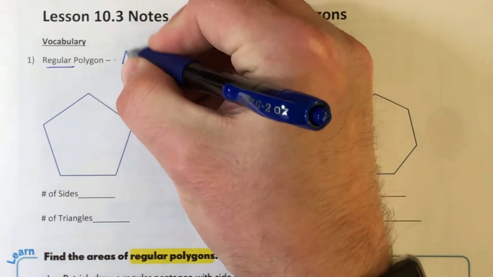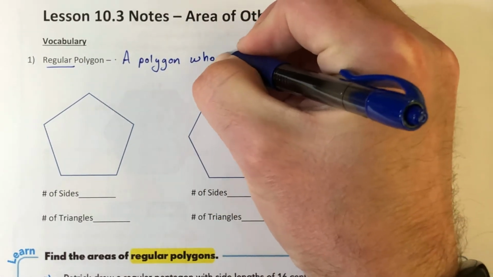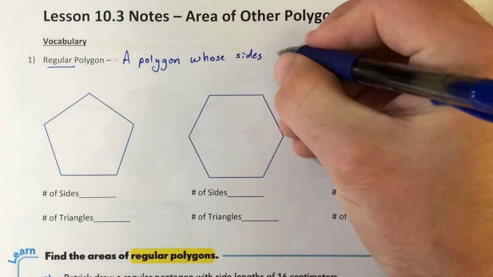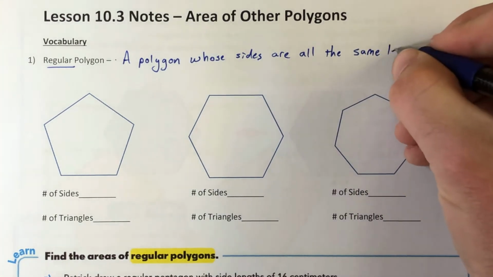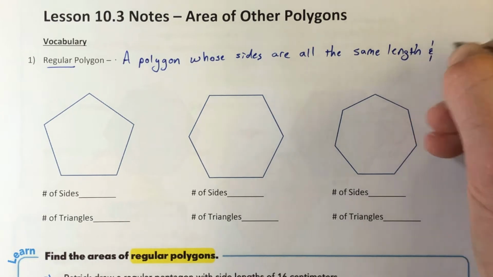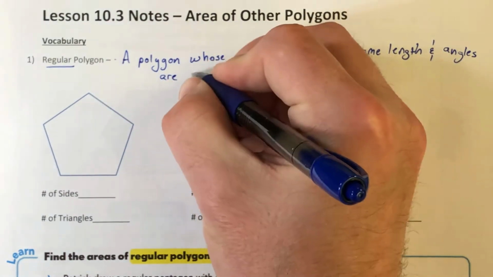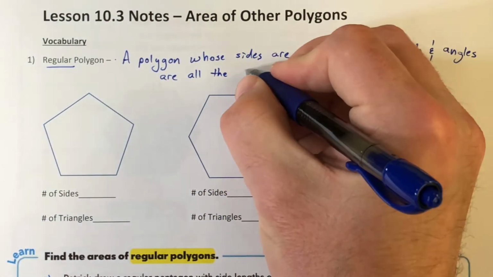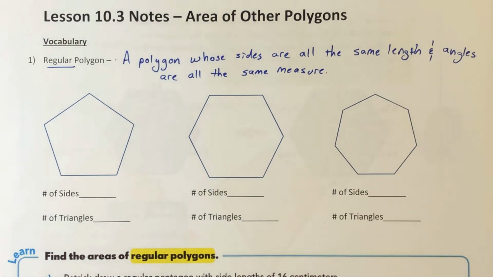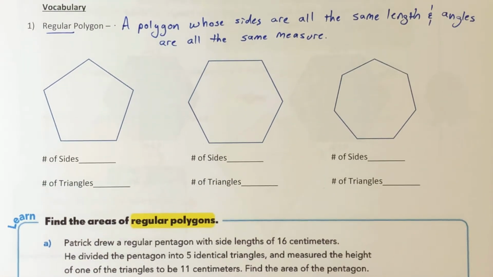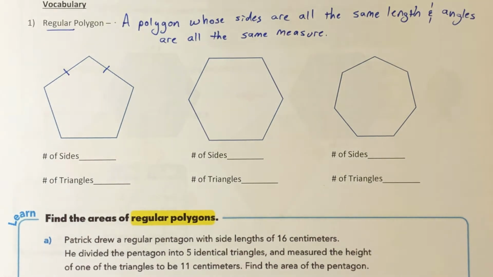A regular polygon would be a polygon whose sides are all the same length and the angles are all the same measure. Okay, so we have three examples of regular polygons. That means all their sides are the same.